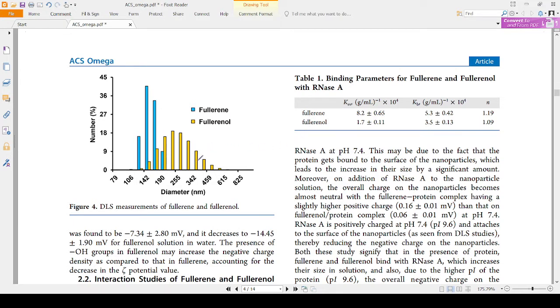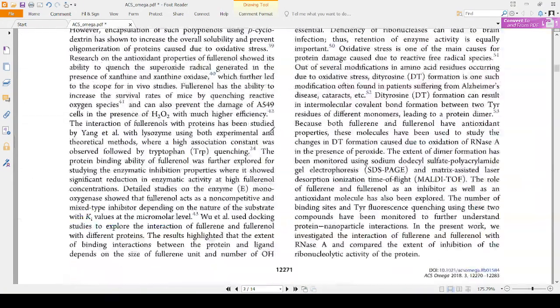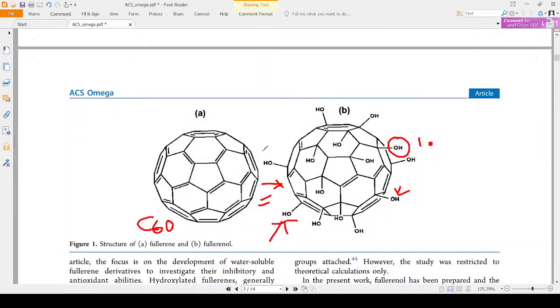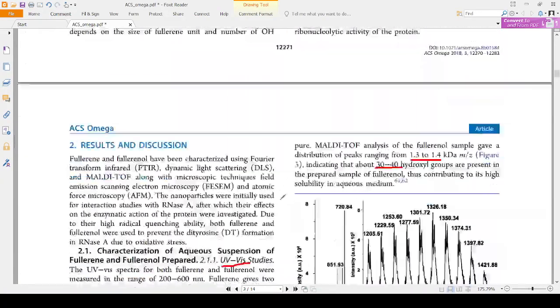As expected, the fullerenol, which is shown in yellow, has a size radius of more than 200 nanometers, whereas fullerene is around 150 nanometers. So fullerene has a size much lower than fullerenol, as we can see from this picture, because due to the attachment of the hydroxyl groups, the size actually increases.